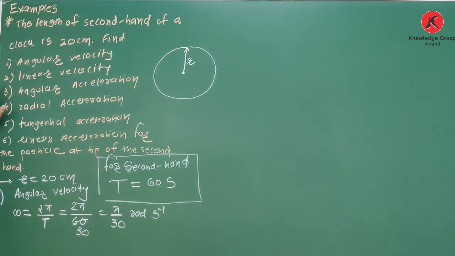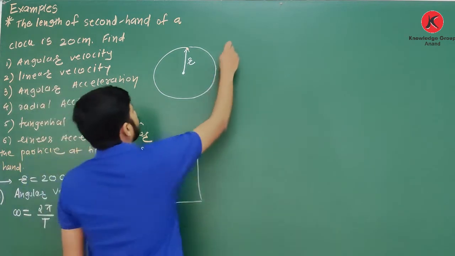First question, simple. Angular velocity omega is equal to 2 pi upon T. T, that is the periodic time, means the time to complete one rotation. The second hand takes 60 seconds to complete one rotation. So it is easy. Second, linear velocity.